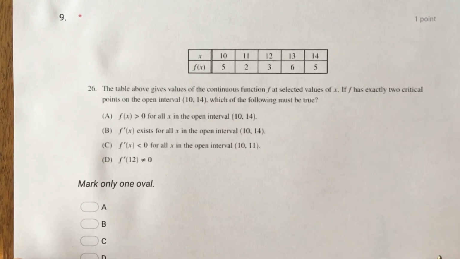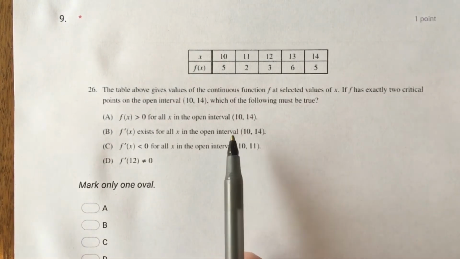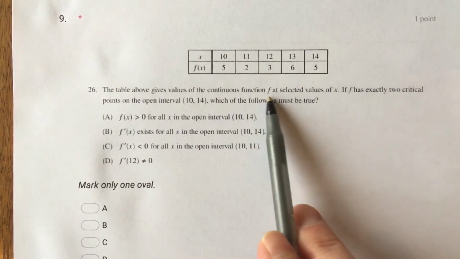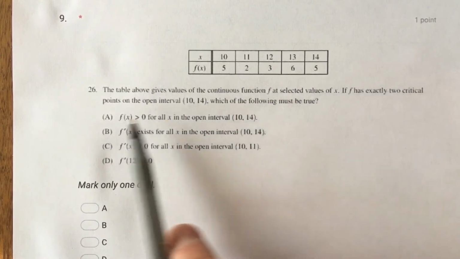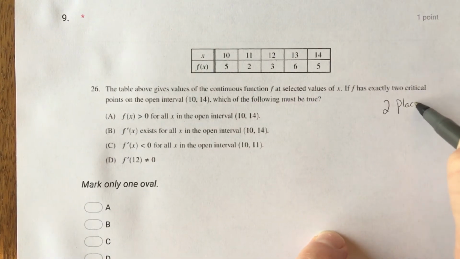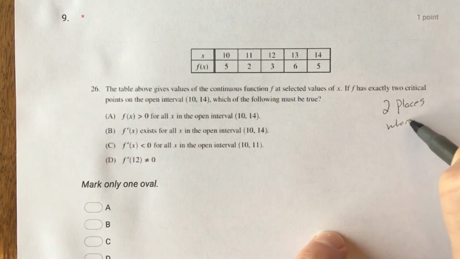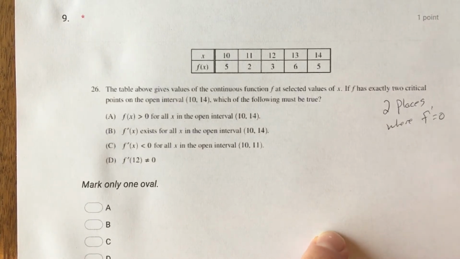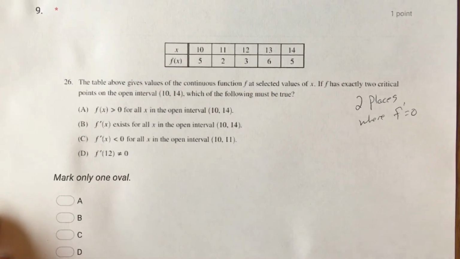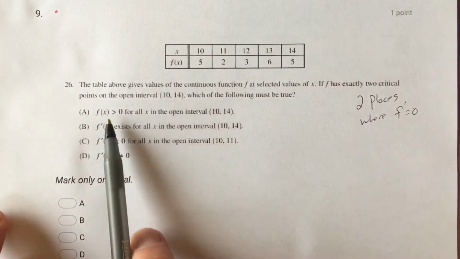Then we get a table of values, and we're told that f is a continuous function. That's all we're told about f to start with, and it has 2 critical points. So there's 2 places where f prime equals 0. That's what we know for sure. 2 places where f prime equals 0. So they want to know which of the following has to be true.